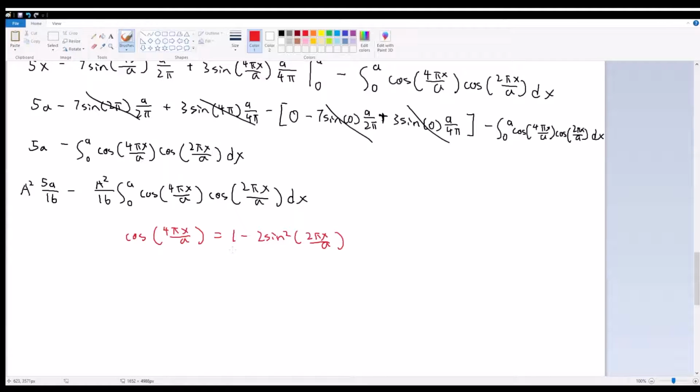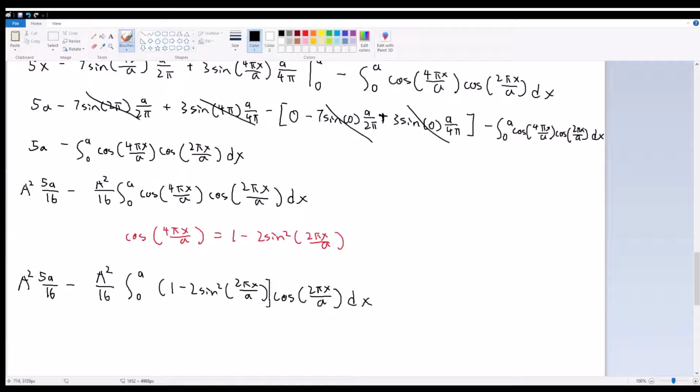So I can sort of do that, and I can use u-substitution. If I do that, then what I'll get is a squared times 5a over 16 minus a squared over 16 times the integral from 0 to a of 1 minus 2 sine squared 2 pi x over a times cosine 2 pi x over a dx. Let's bracket this off properly.